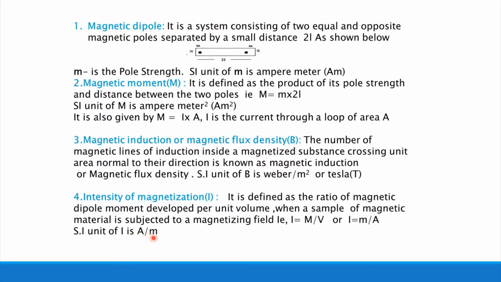The fourth one is intensity of magnetization, denoted by I. It is defined as the magnetic dipole moment developed per unit volume when a sample of magnetic substance is subjected to a magnetizing field, that is I is equal to M upon V. We can also write I is equal to pole strength per unit area, m by A. The SI unit of I is ampere per meter.